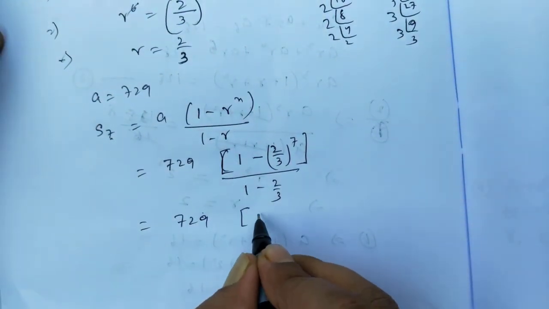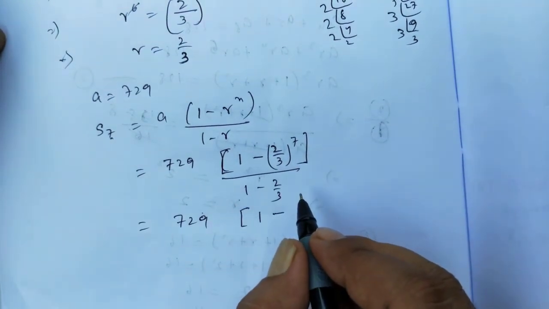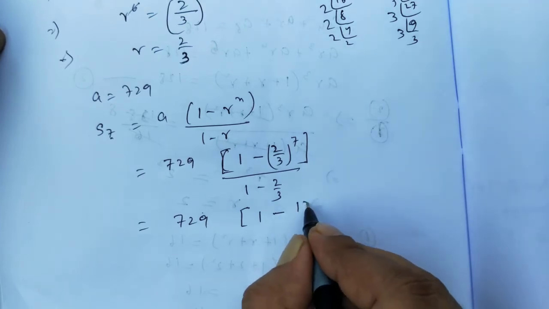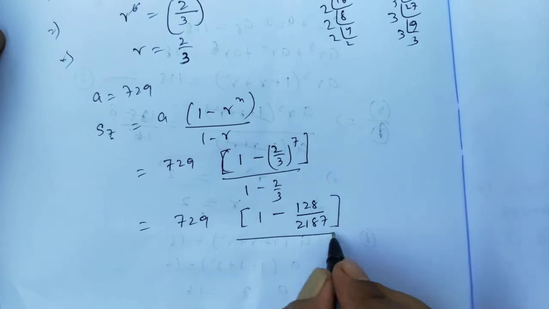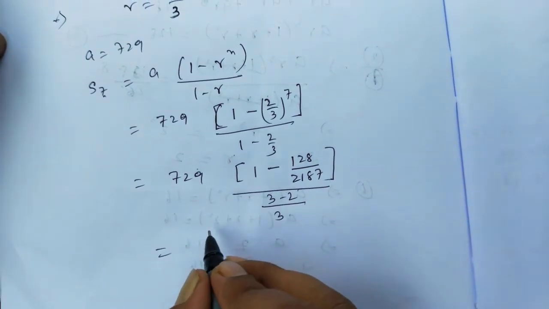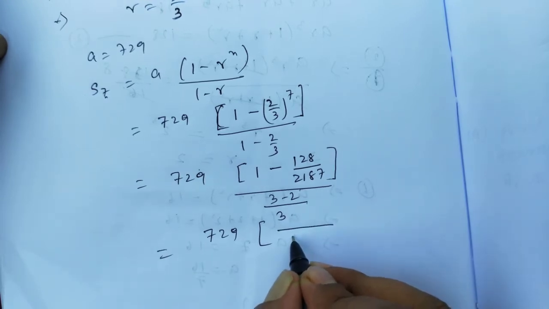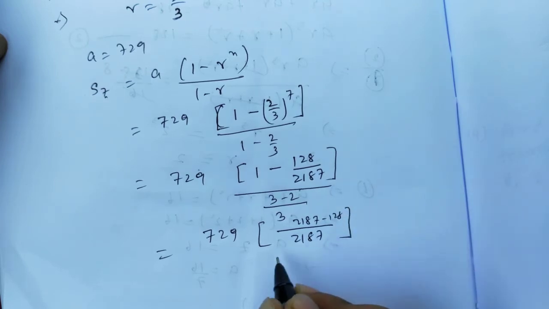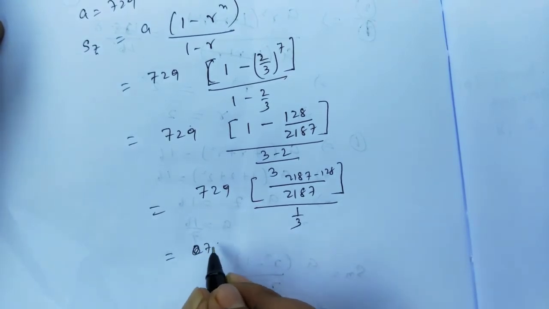729 times, this will be 1 minus 2^7, and 2^7 is 128 by 2187. Here LCM is 3 minus 2. So you'll get 729. If you do the LCM, 2187 minus 128, this is 1 by 3.